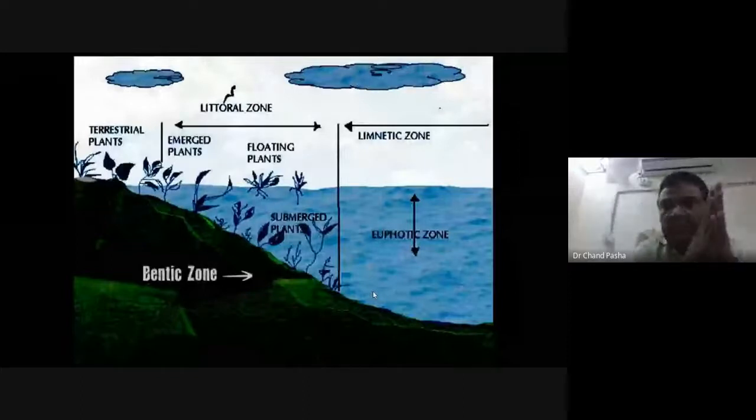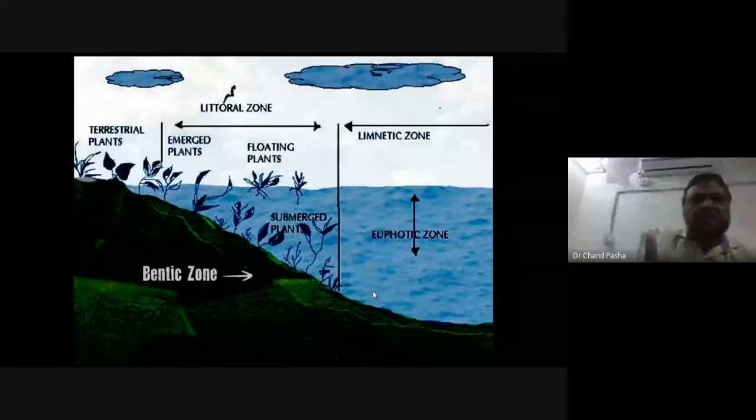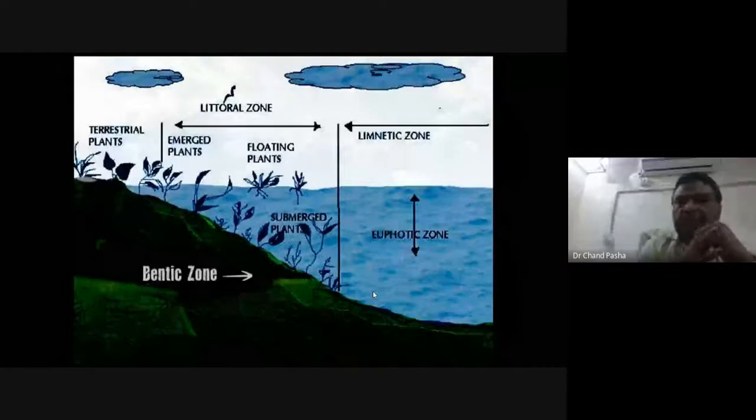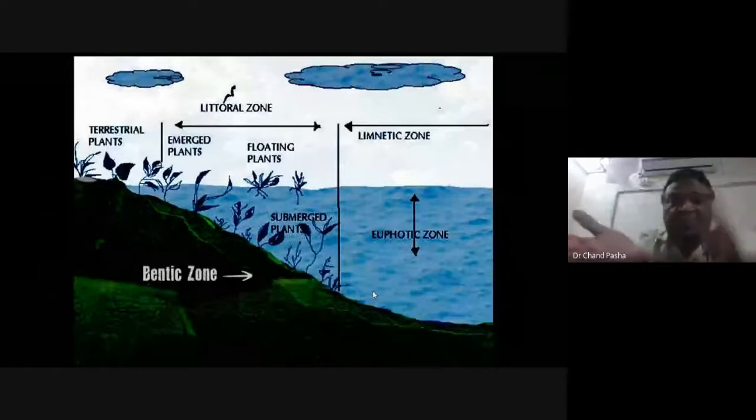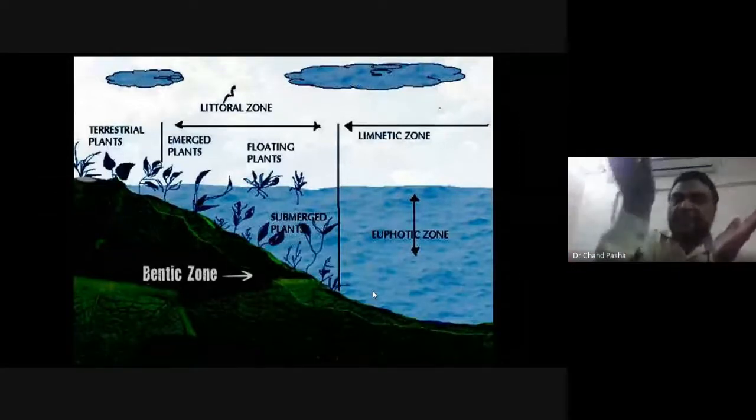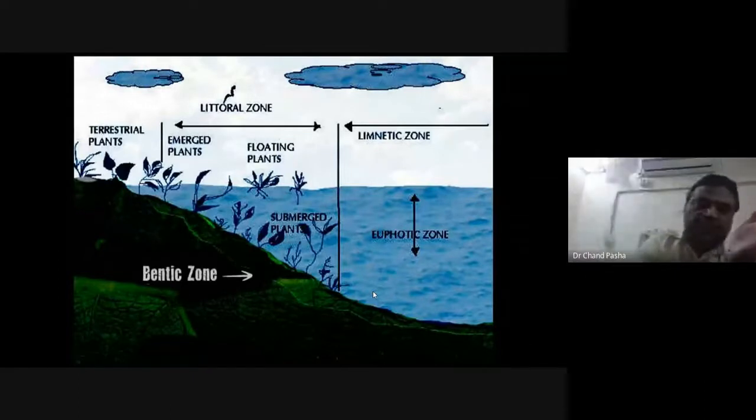So, see, maybe this littoral zone may be converted into a terrestrial zone, and the limnetic zone may be converted into a littoral zone, but it is called succession. Succession may be happening, and the benthic zone may be decreasing, but even though it is decreased, if you take a pond ecosystem, these zones are going to be there always.